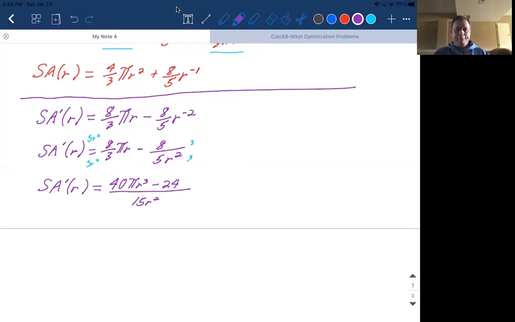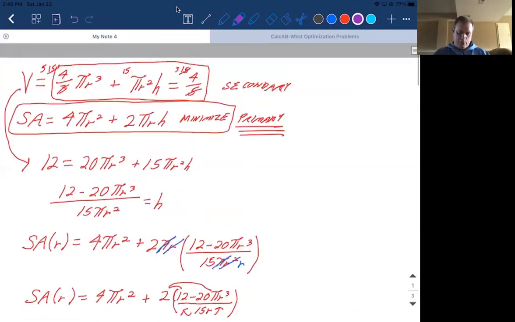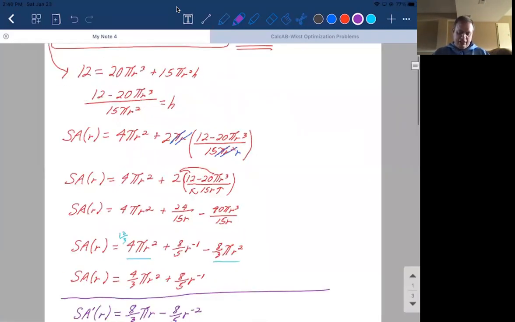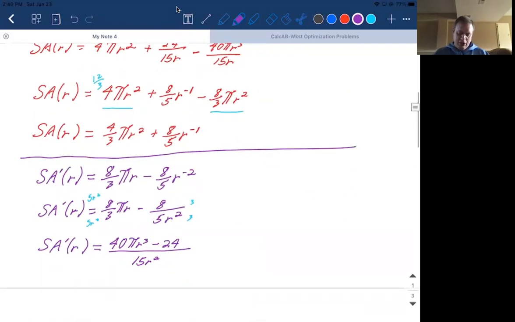Okay, so we are looking for an answer now. So we're going to set the derivative, sorry about that, we're going to set the derivative equal to 0. Okay, if we set the denominator equal to 0, we're going to get r equals 0. Well, you can't technically have a radius of 0. It's not in the domain in this case.